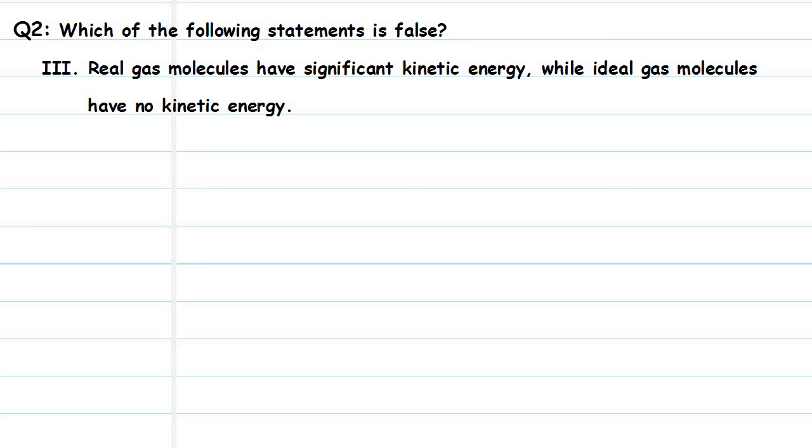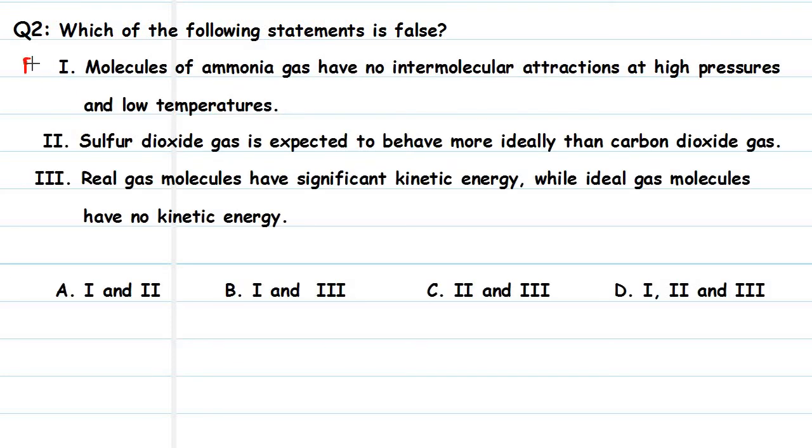And for the third statement, real gas molecules have significant kinetic energy, and ideal gas molecules have no kinetic energy. We can just look at that part. The ideal gas molecules have no kinetic energy. This is totally false. Based on the kinetic molecular theory, or KMT, even ideal gas molecules have kinetic energy too. So, this third statement is false. Since the first statement is false, the second statement is false, and the third statement is false too, we're going to choose D as the answer here.